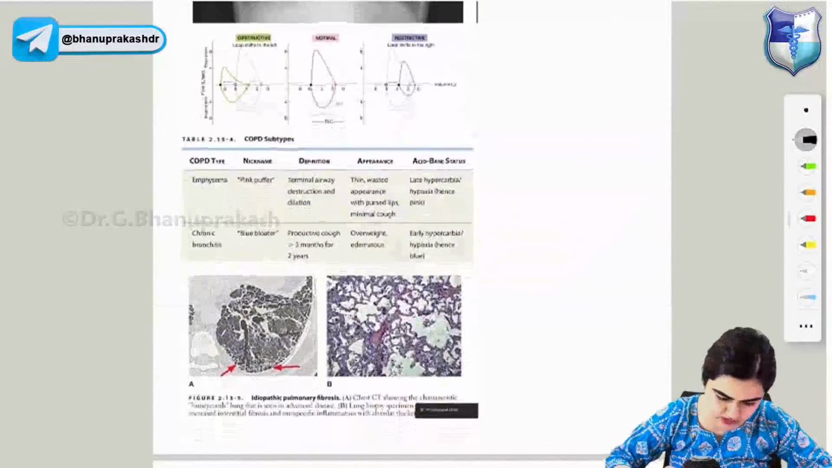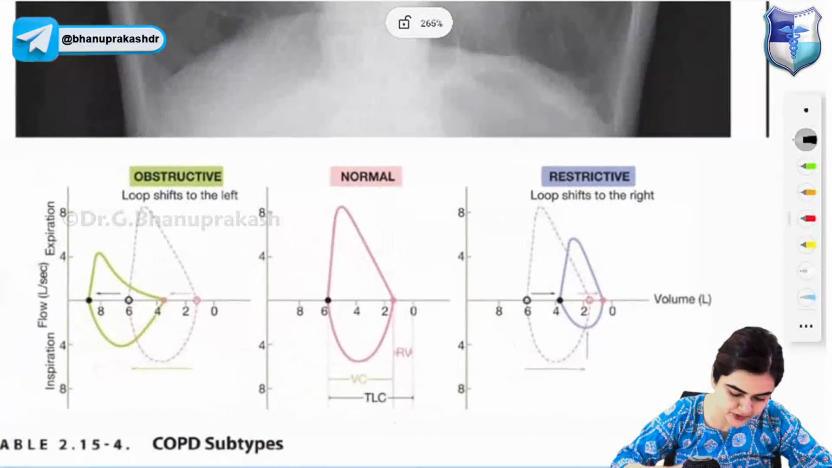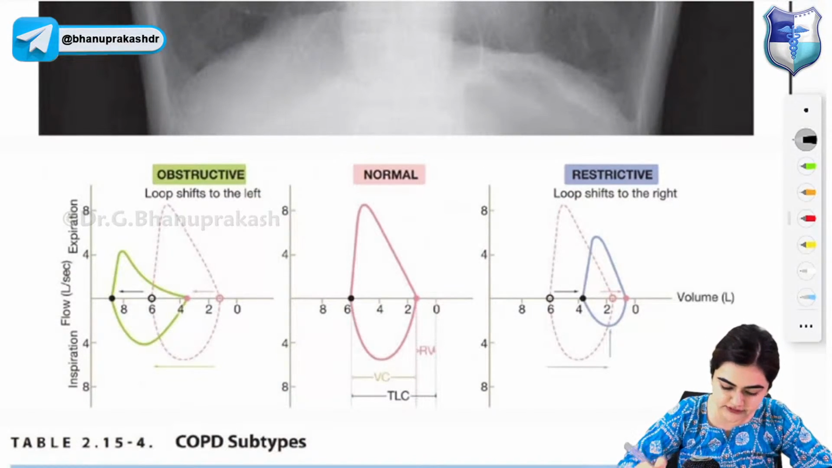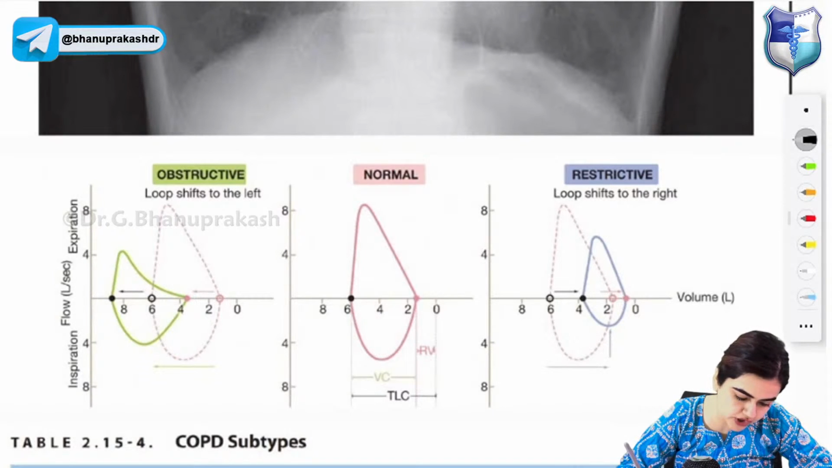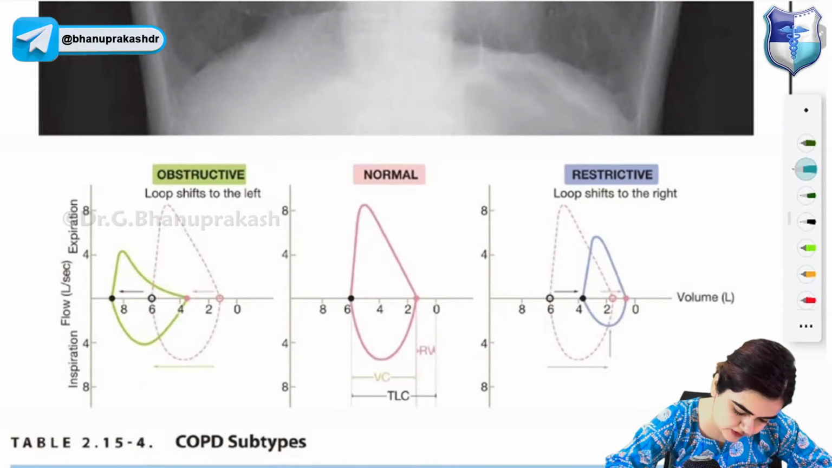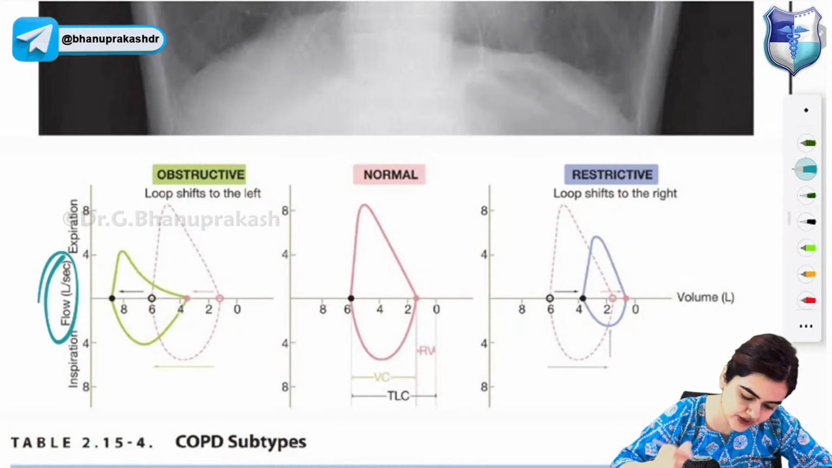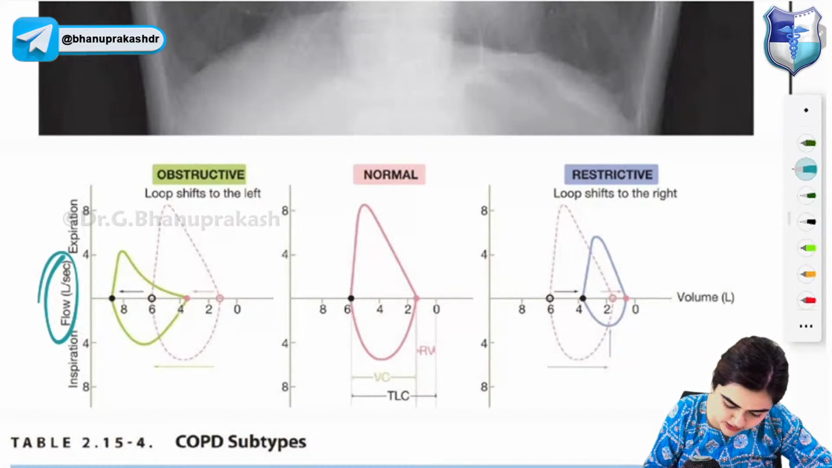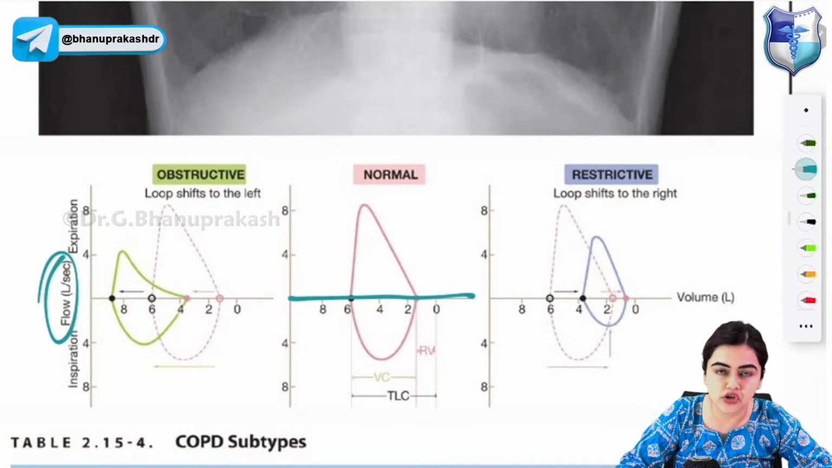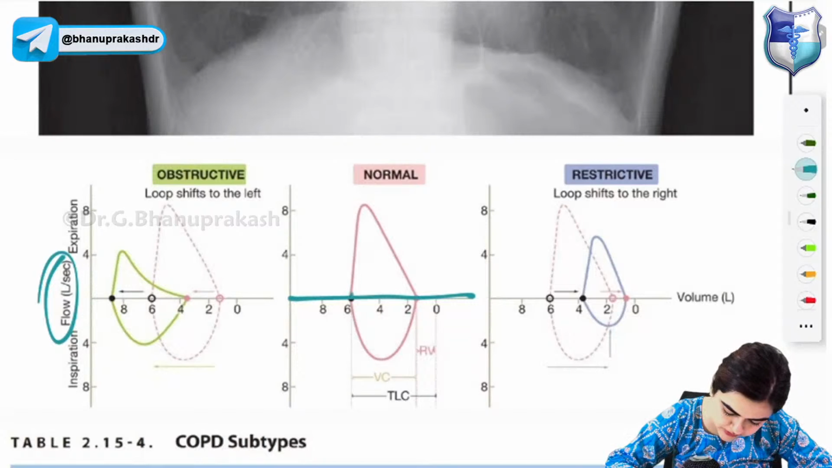Yes, this is the graph which is repeatedly asked in the exam. So, three types of graph. First of all, see the graph is plotted between the flow and the lung volume. The flow is calculated in liters per second during expiration and inspiration, and on the x-axis you will plot the lung volumes. Now look at this. The normal graph will be like this.